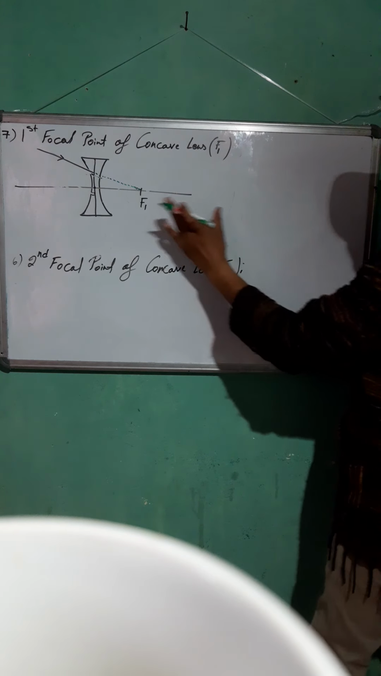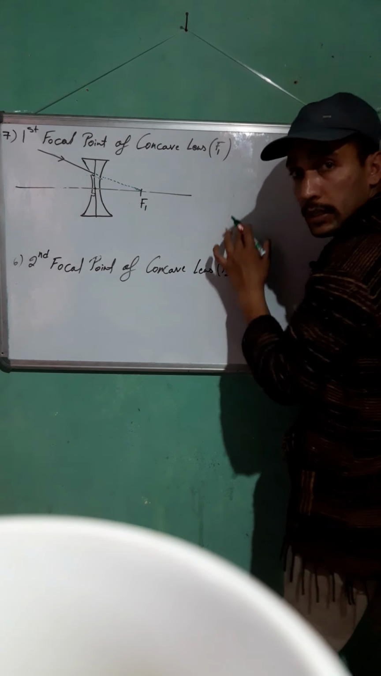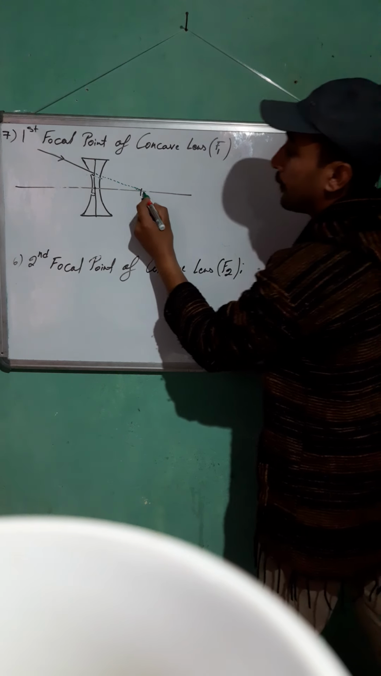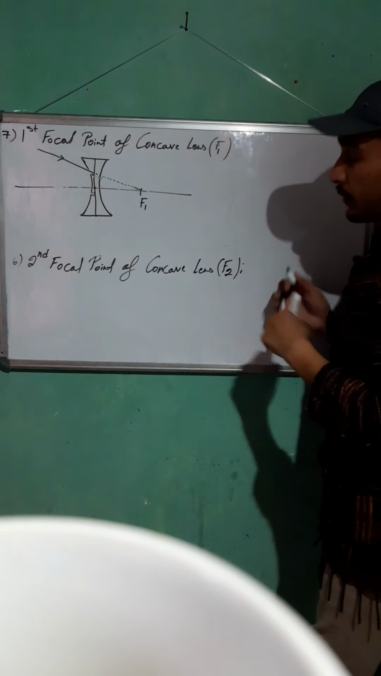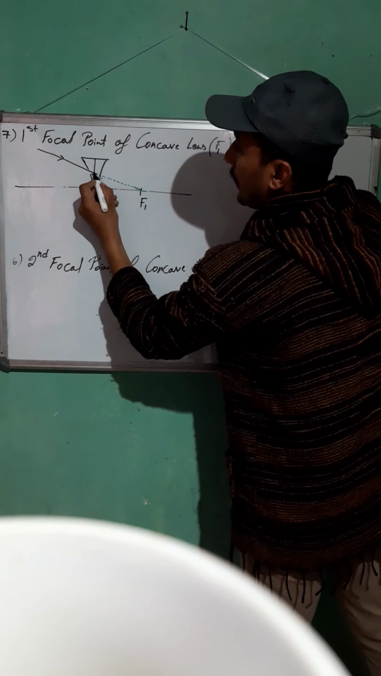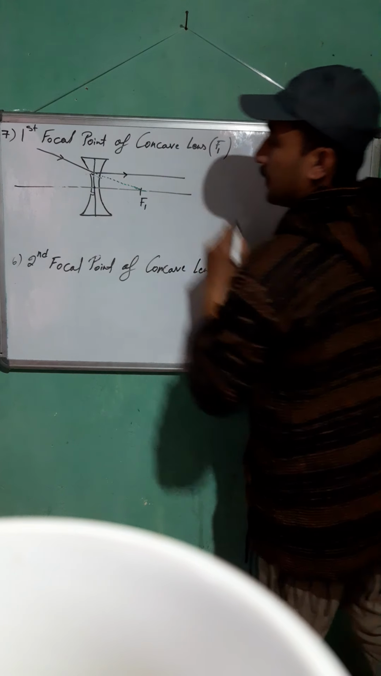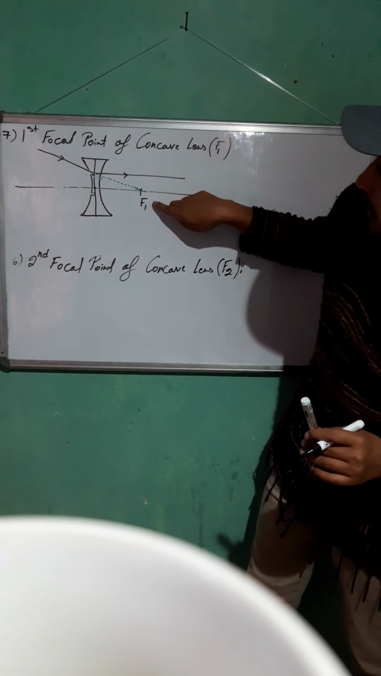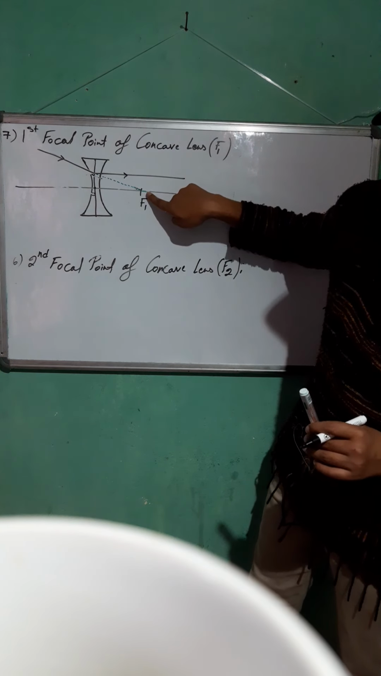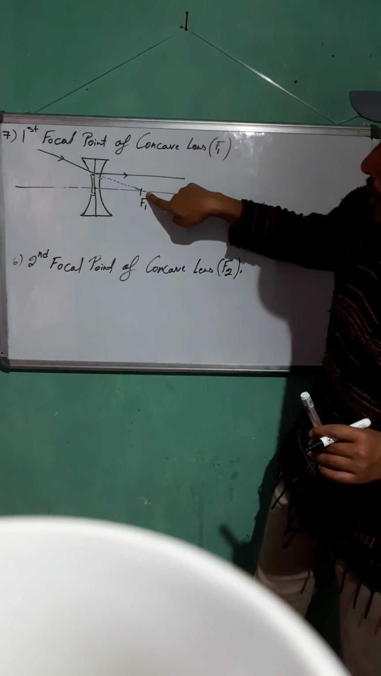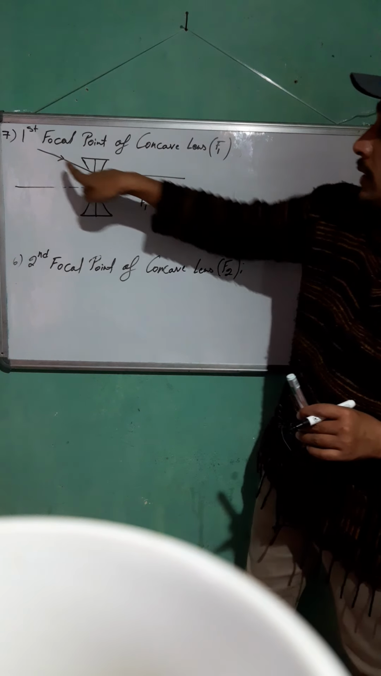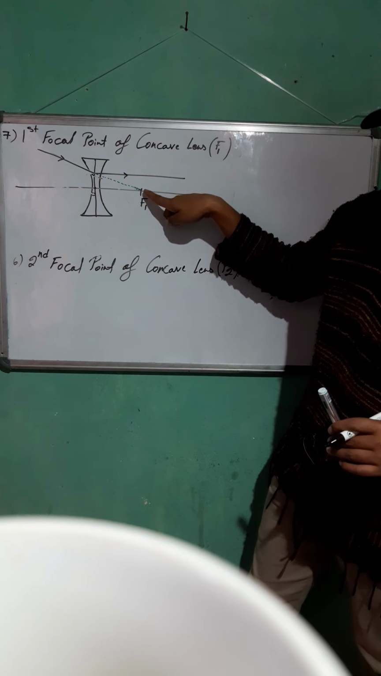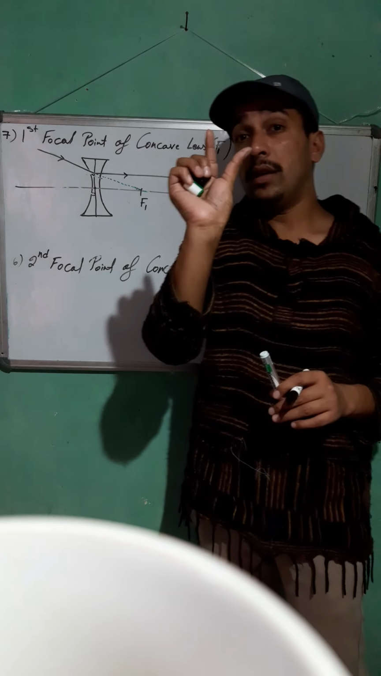So it is a point on the principal axis of a concave lens such that a ray of light which appears to come from that point, after refraction becomes parallel to the principal axis, like this. So the light ray is not actually coming from this point. It is only appearing to come from this point. If you extend this one, it looks as if it comes from here. So don't forget the word appearing.